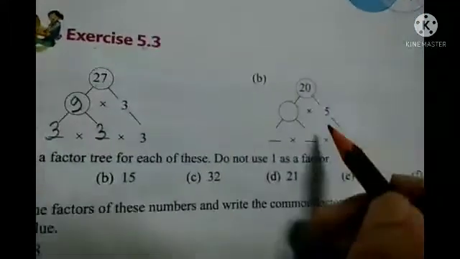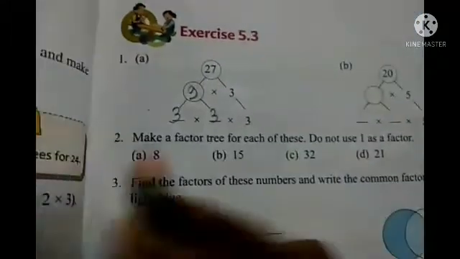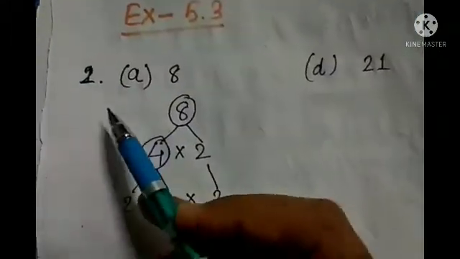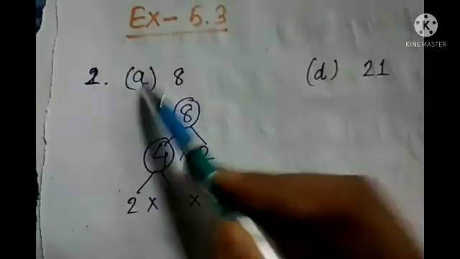In this way you have to do number B. Now let's see number 2. In question number 2 you have to make factor trees. So I am doing A, number 8.